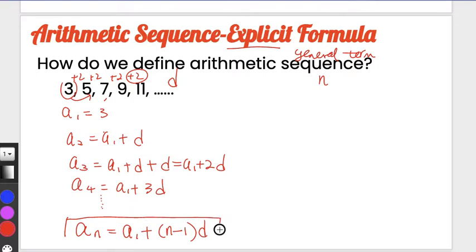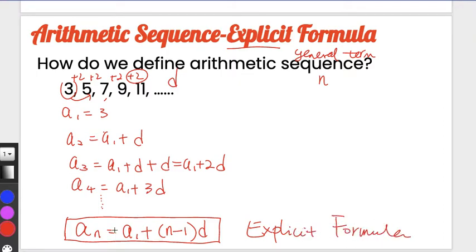This is actually called explicit formula. So in this formula, I can just use the first term and the common difference to predict any terms in this sequence. And we can use this in many different ways. For example, as long as I know any random term in the sequence and the common difference, I can go back to predict what is the first term. So a lot of ways to use it. So just want to remind you again, this is called explicit formula. We use this one to generate any terms in the arithmetic sequence.